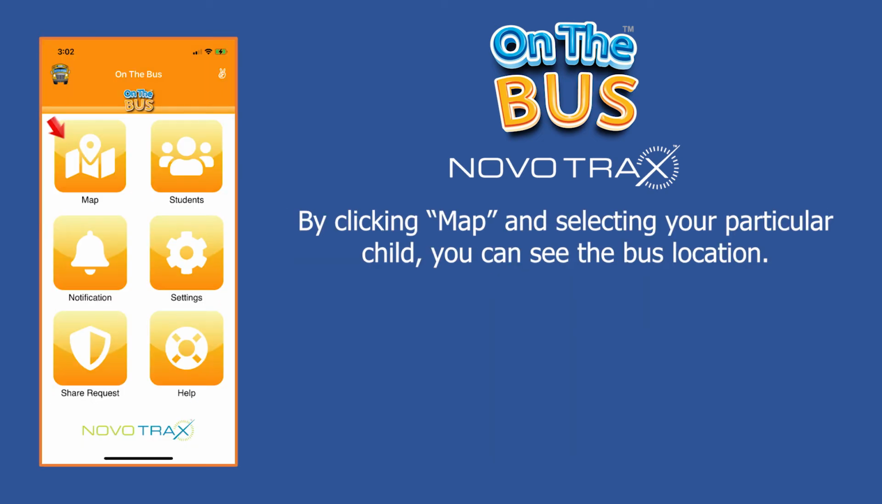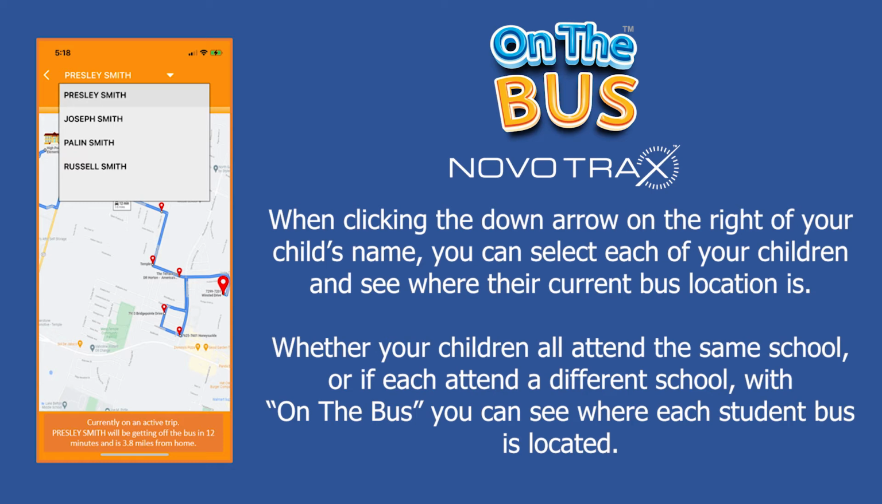By clicking Map and selecting your particular child, you can see the bus location. When clicking the down arrow on the right of your child's name, you can select each of your children and see where their current bus location is. Whether your children all attend the same school, or if each attend a different school, with On the Bus, you can see where each student bus is located.